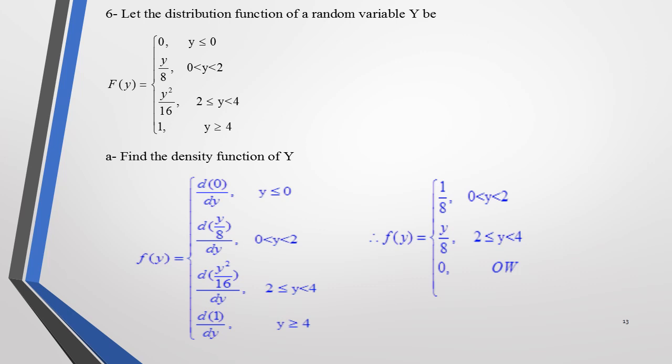Now, we can write down the PDF as 1 over 8 when y lies between 0 and 2, and y over 8 if y lies between 2 and 4, and 0 otherwise.